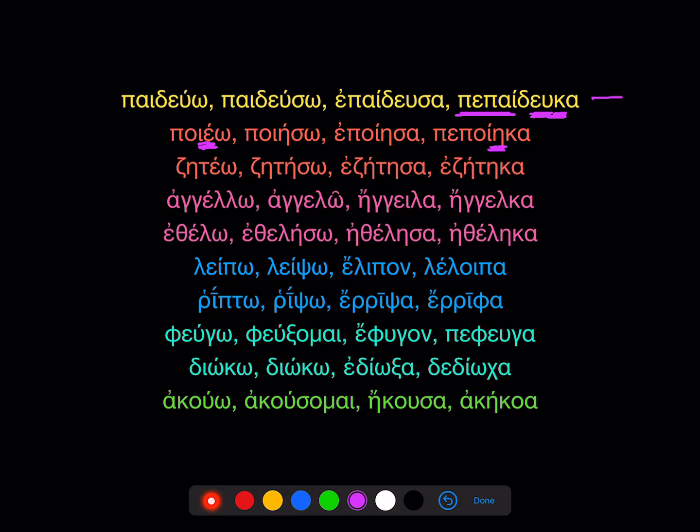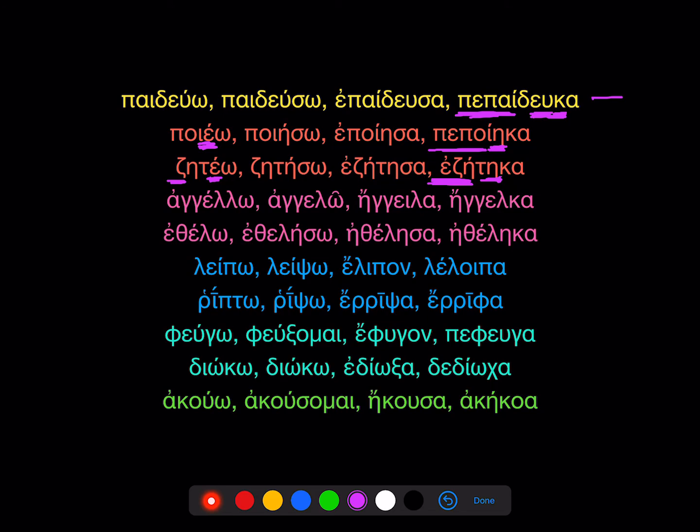For poieo, which is a contract verb, we lengthen this epsilon and get an eta before the kappa. The same happens with zeteo, to seek. Zeteo, though, begins with a zeta. And so instead of reduplicating quite the same way as pepai and pepoi, we just add the epsilon there as our reduplication. All right. And if we wanted to augment that to make a pluperfect, actually it just stays the same. Okay. We're not going to do anything to that.